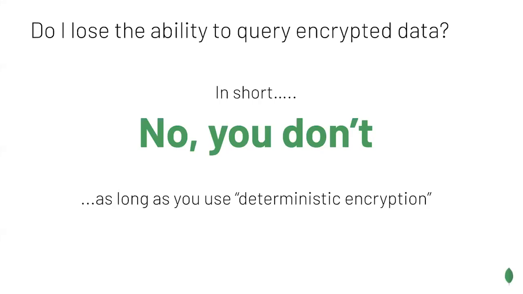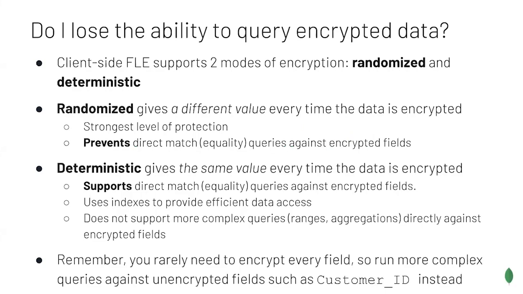So, of course, there are questions that come up frequently when we're talking to InfoSec teams and to developers. So we're going to run through those very, very quickly. The first question is, do I lose the ability to query encrypted data? And in short, no, you don't, as long as you're using deterministic encryption. And again, Ken referenced this in his section. So client-side FLE supports two modes of encryption, randomized and deterministic. So randomized will give a different value every time the data is encrypted, and that provides the strongest level of protection because it's defending against very sophisticated frequency analysis attacks. But what it will do is prevent direct match or equality queries against those encrypted fields.